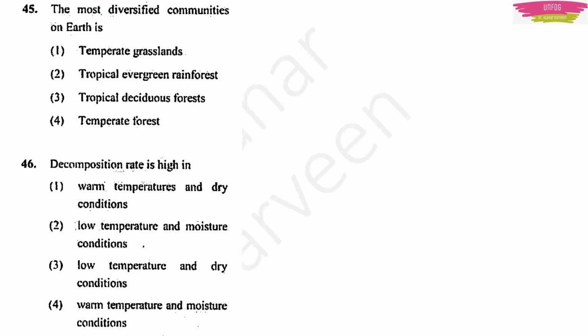Next question. The most diversified communities on earth is option 1, temperate grasslands, option 2, tropical evergreen rainforest, option 3, tropical deciduous forests, and option 4, temperate forest. It is actually option 2, tropical evergreen rainforest, which have the most diversified communities on earth.